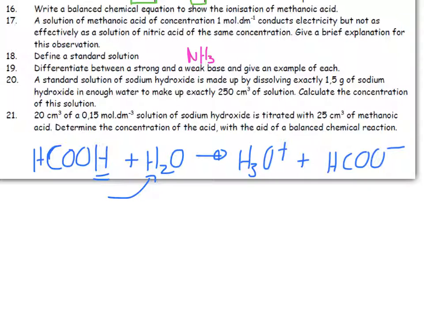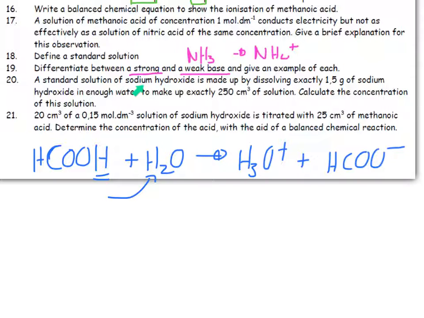And ammonia is going to ionize into NH4+. So it does not do that very effectively. So you could have used that as an example. So strong bases include sodium hydroxide, potassium hydroxide, lithium hydroxide, whilst weak bases are going to include things like magnesium hydroxide, beryllium hydroxide, calcium hydroxide, ammonia, aluminium hydroxide.